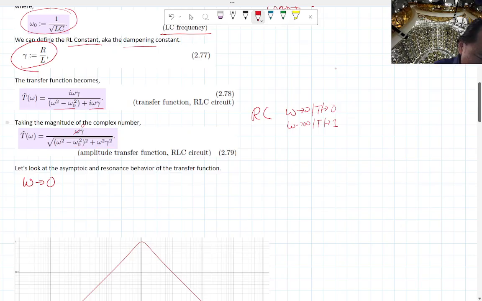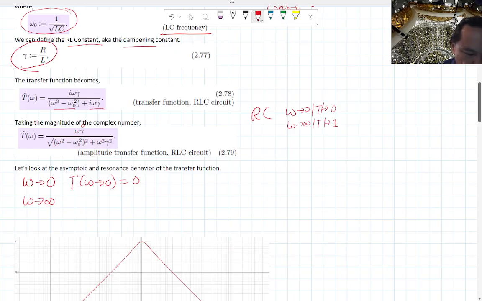If this goes to 0, this goes to 0, this goes to 0, so both these terms are gone. You have 0 over a non-zero number here, right? 0 over a non-zero number means the whole thing becomes 0. I'm going to do a little erase, and now we're going to do omega goes to infinity.